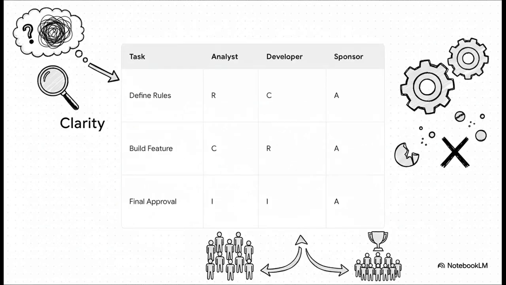And finally, here's a simple but brilliant tool for preventing chaos: the RACI matrix. For any task, it answers that all-important question: who does what? R is for responsible. That's the person doing the work. A is for accountable, the one who owns the final outcome. C is for consulted, and I is for informed. Just by filling this out, a BA gets rid of all the confusion and makes sure there's no finger pointing or dropped balls down the line.